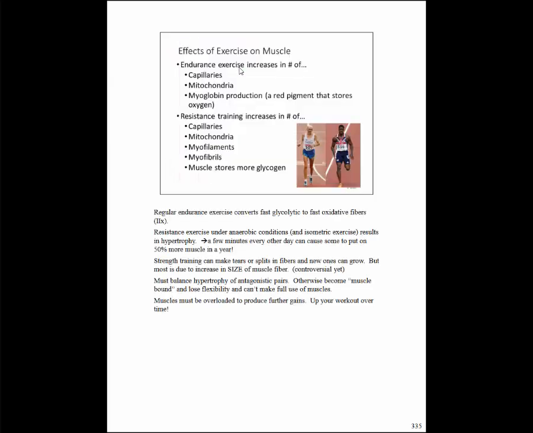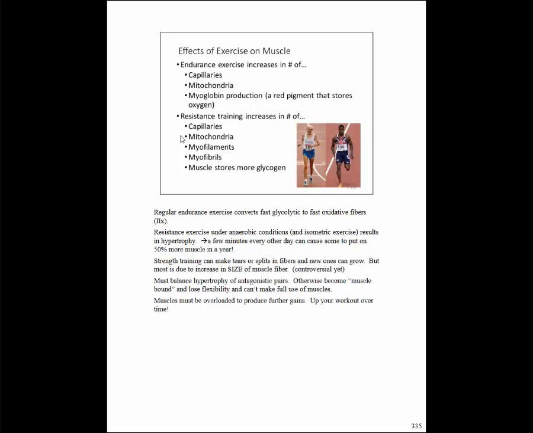So when we exercise, here's my example of the marathon runner versus the sprinter. You can see those fibers are much larger in the sprinter. So endurance exercises like aerobic activity, running, jogging, builds more capillaries, more mitochondria, more myoglobin production. Does it say anything about more myofibrils? Not really, no. So the muscles don't get bigger, they just get more efficient at what they do.